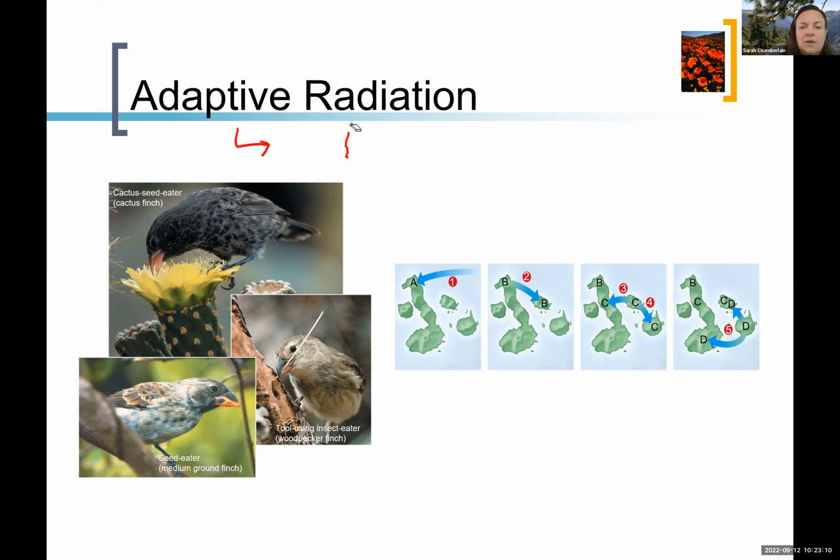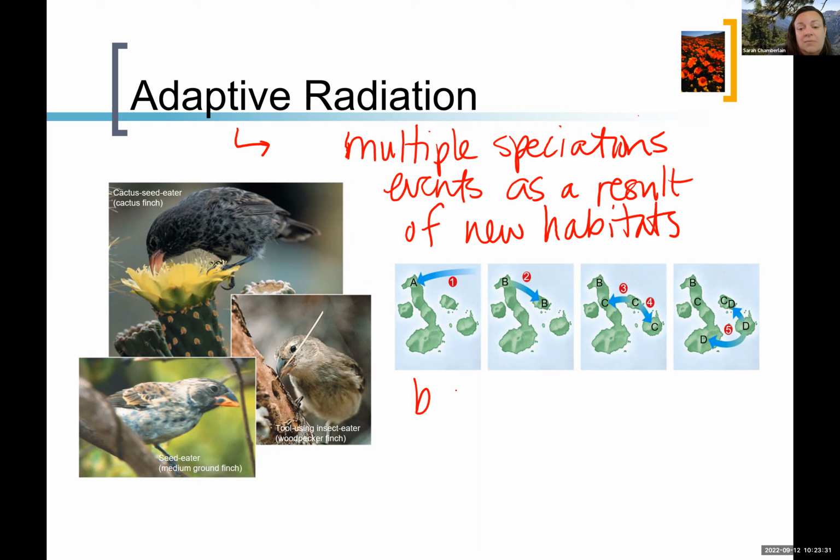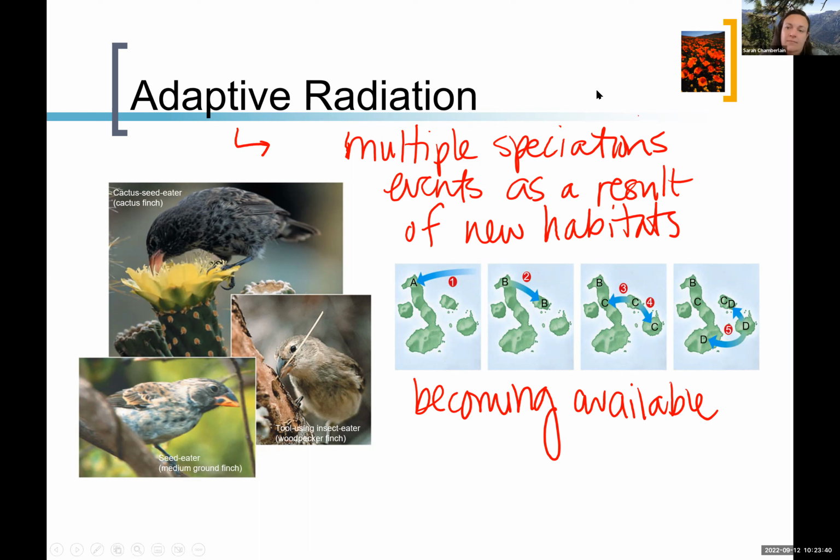Let's try this. Multiple speciation events as a result of new habitats becoming available. Okay.